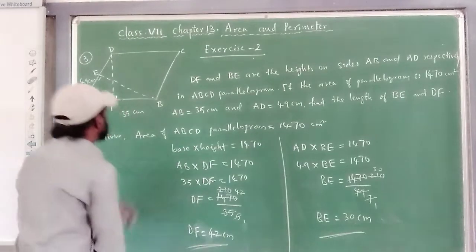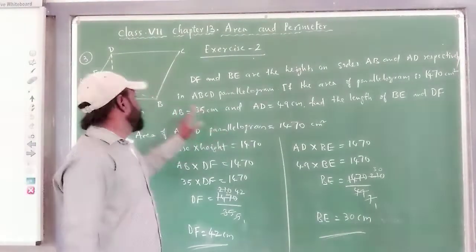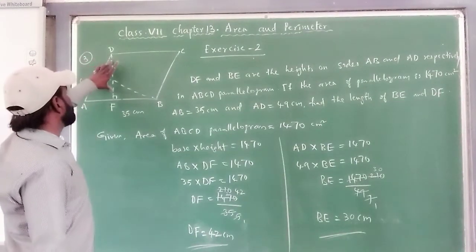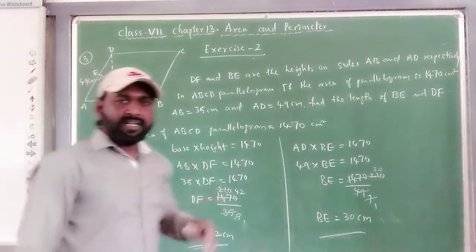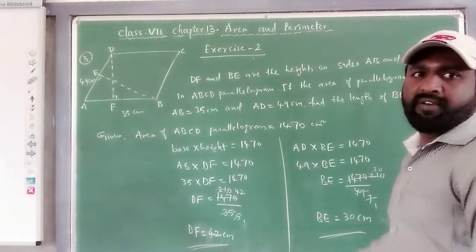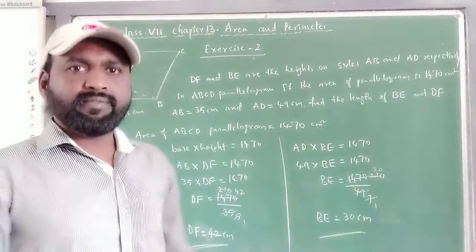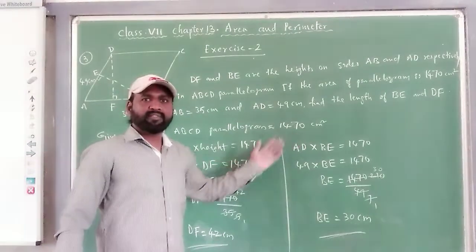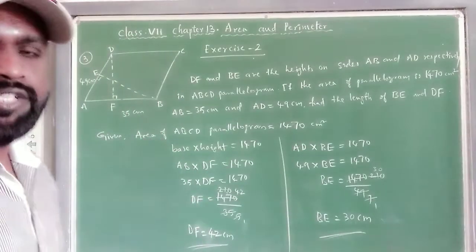Very simple. Observe the figure. What are the values given? What are the values we need to find? If you want to find BE, we have to consider AD as the base. If you want to find DF, we have to consider AB as the base. So by changing the bases, we got the required heights, BE and DF. Since the area is given as 1470, utilize it the first time and second time, both times the area is the same because the figure is the same. So, hope you understood the solution. Let us move on to the next question.